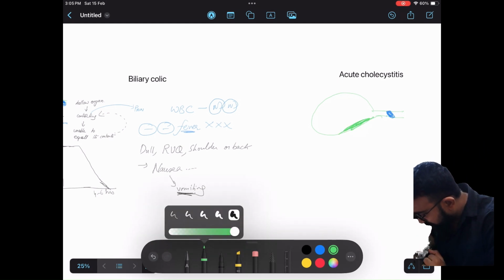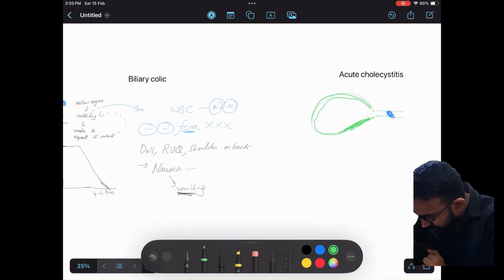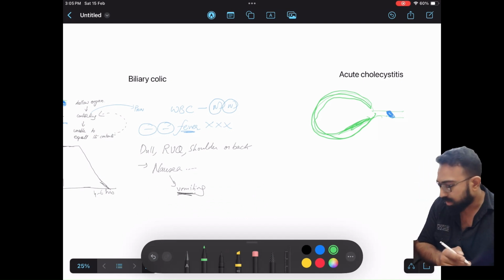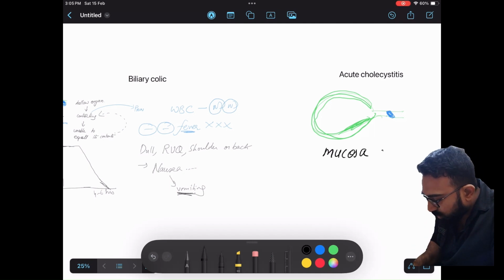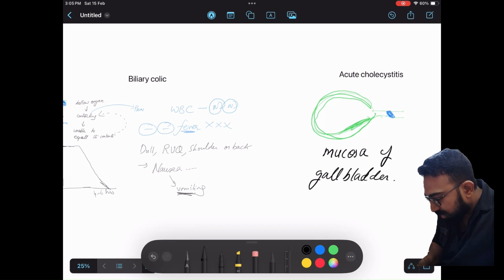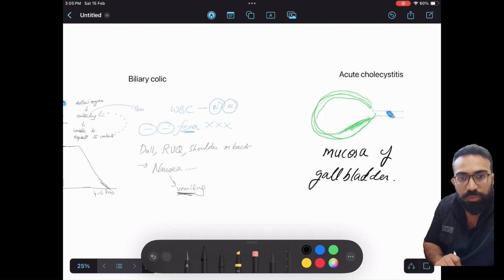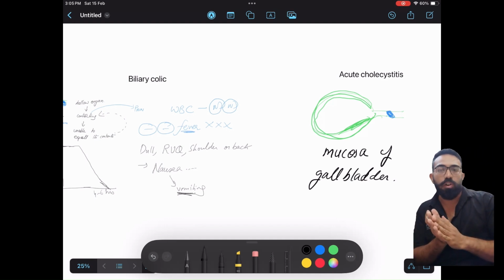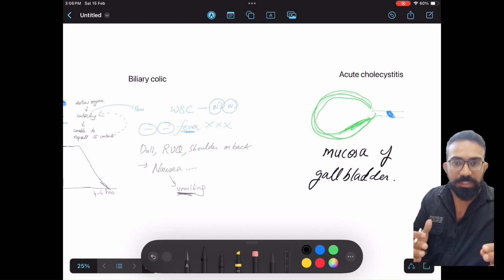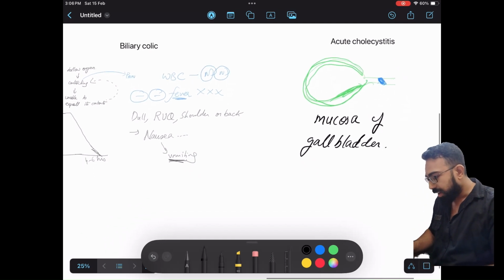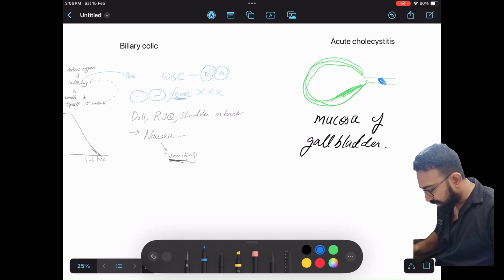Now there is inflammation in the wall of the gallbladder, or if I use the exact words, inflammation in the mucosa of the gallbladder. This inflammation of the mucosa is going to present almost the same way as biliary colic from a pain point of view, but there will be some differences. What are the differences? I have told you while explaining biliary colic that there will be no fever.